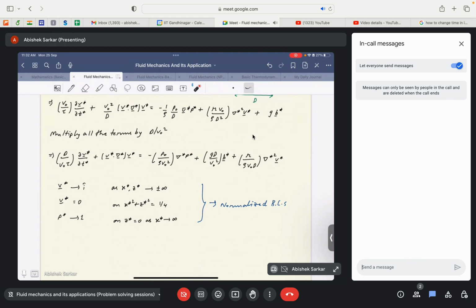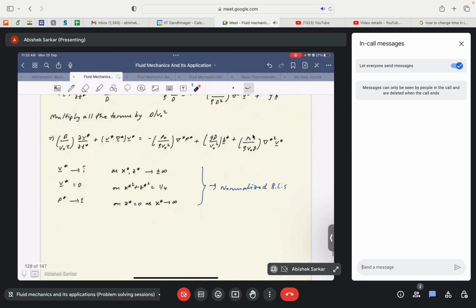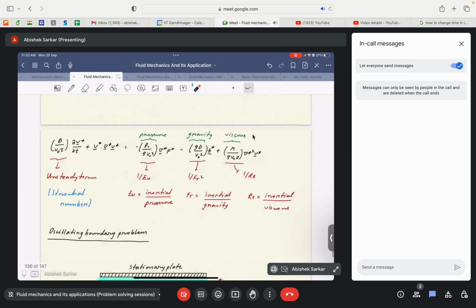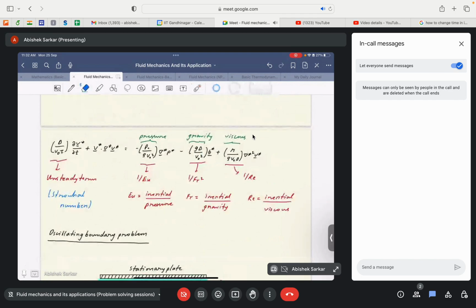Sorry for the delay. So this is the non-dimensional form of the Navier-Stokes equation, and this is a boundary condition. The boundary condition is again well explained in the lecture, so I won't go through it. Now, as I told you, the coefficients that we get for these particular terms signify some very popular non-dimensional numbers.